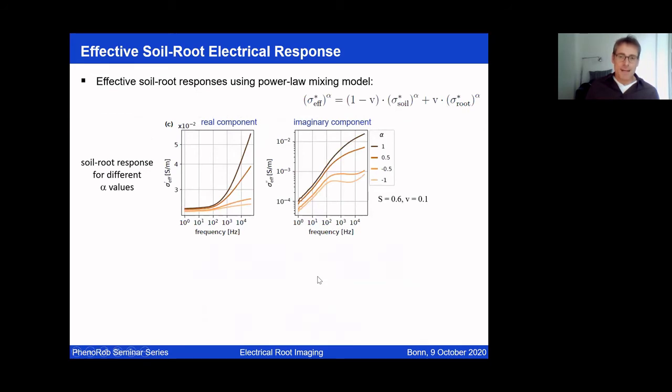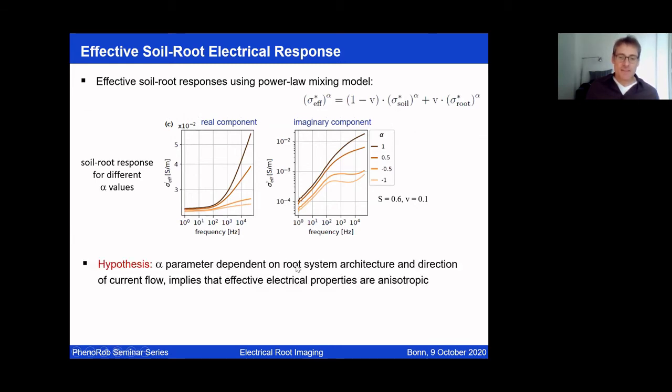Okay, maybe a last word in this context also on this parameter alpha, because we did some interesting work on that. There are reasons to assume that this depends on this empirical parameter and varies systematically for root systems with root system architecture and also direction of current flow. So whether, for instance, the current flows vertically or horizontally through this root system.